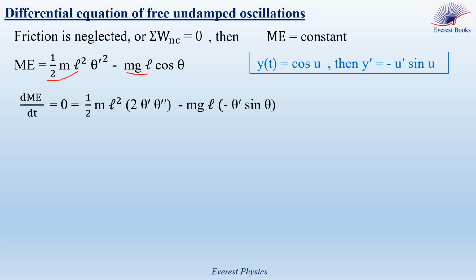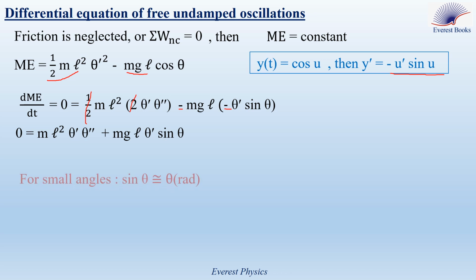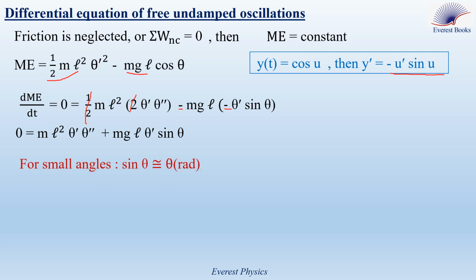mgl is constant, and the derivative of cosine theta is equal to minus theta prime sine theta. 2 times half becomes 1, minus times minus becomes 1. Therefore, 0 equals ml squared theta prime theta double prime plus mgl theta prime sine theta. But in the case of small angles, sine theta is approximately theta in radians. So rearrange by taking theta prime as a common factor: theta prime times (ml squared theta double prime plus mgl theta) is equal to 0.